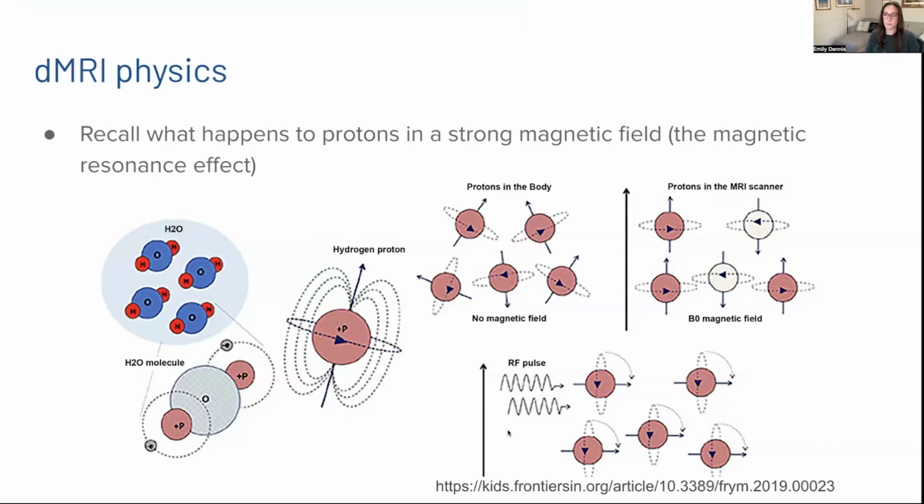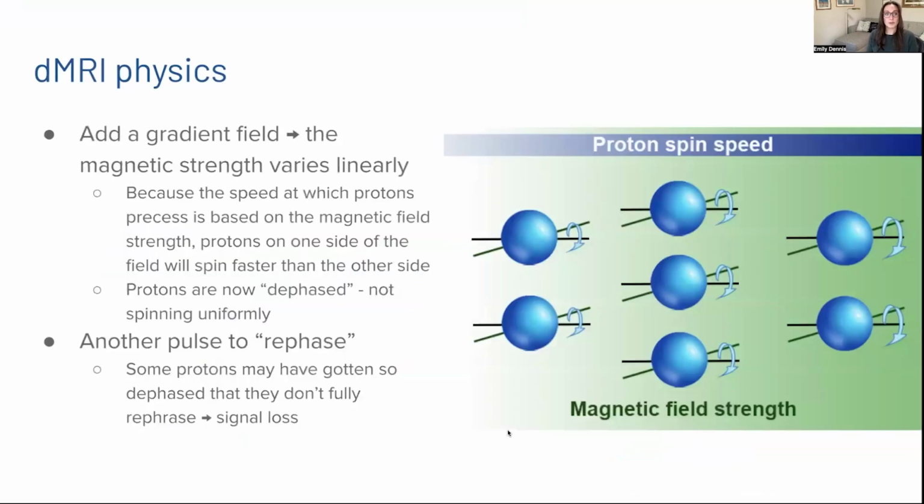Most of the signal that we collect to generate these images comes from what happens in between these pulses and when the pulses go off and things relax back. And so this is what we are taking advantage of when we do magnetic resonance imaging. So what's different about diffusion MRI? That was just basic MR physics.